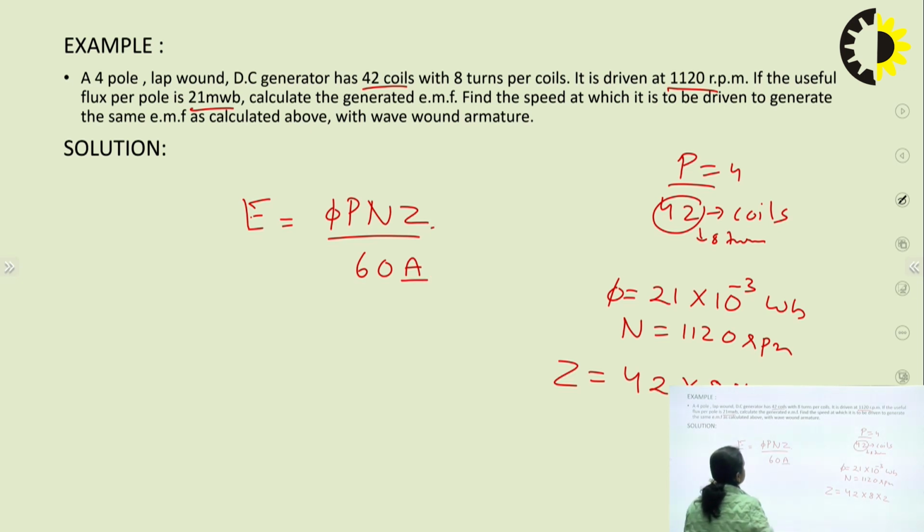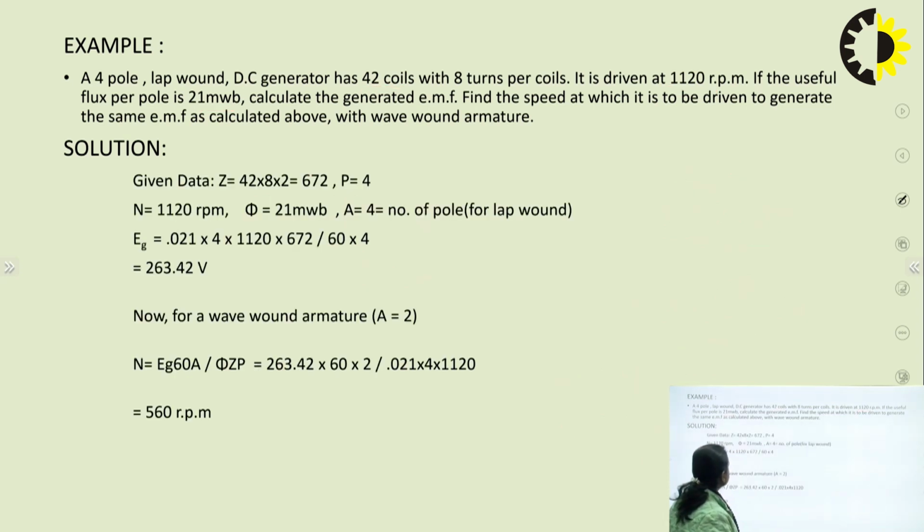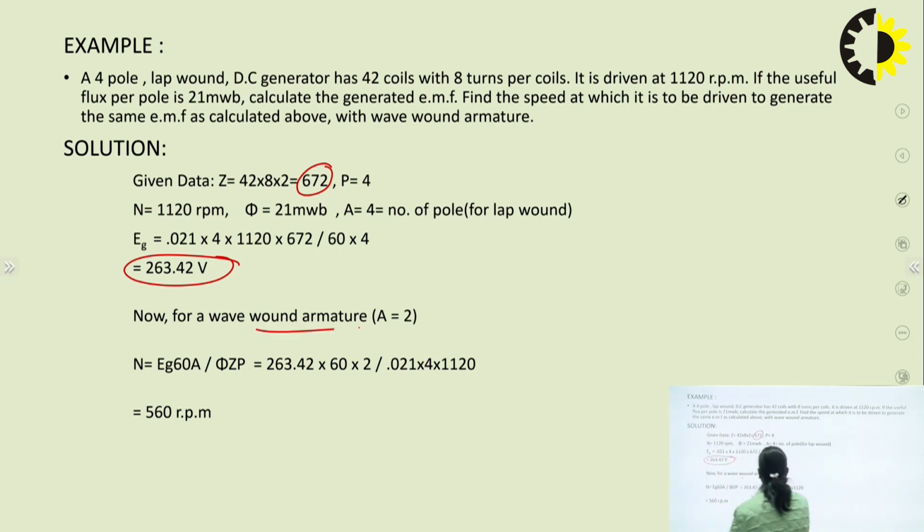And you know that this is a lap type winding, so A will also be equal to 4 here, because A is equal to the number of poles. So if you solve this question, you will get Z equal to 672. The number of total conductors will be 672. And if you put all these values, you will get 263.42 volt.